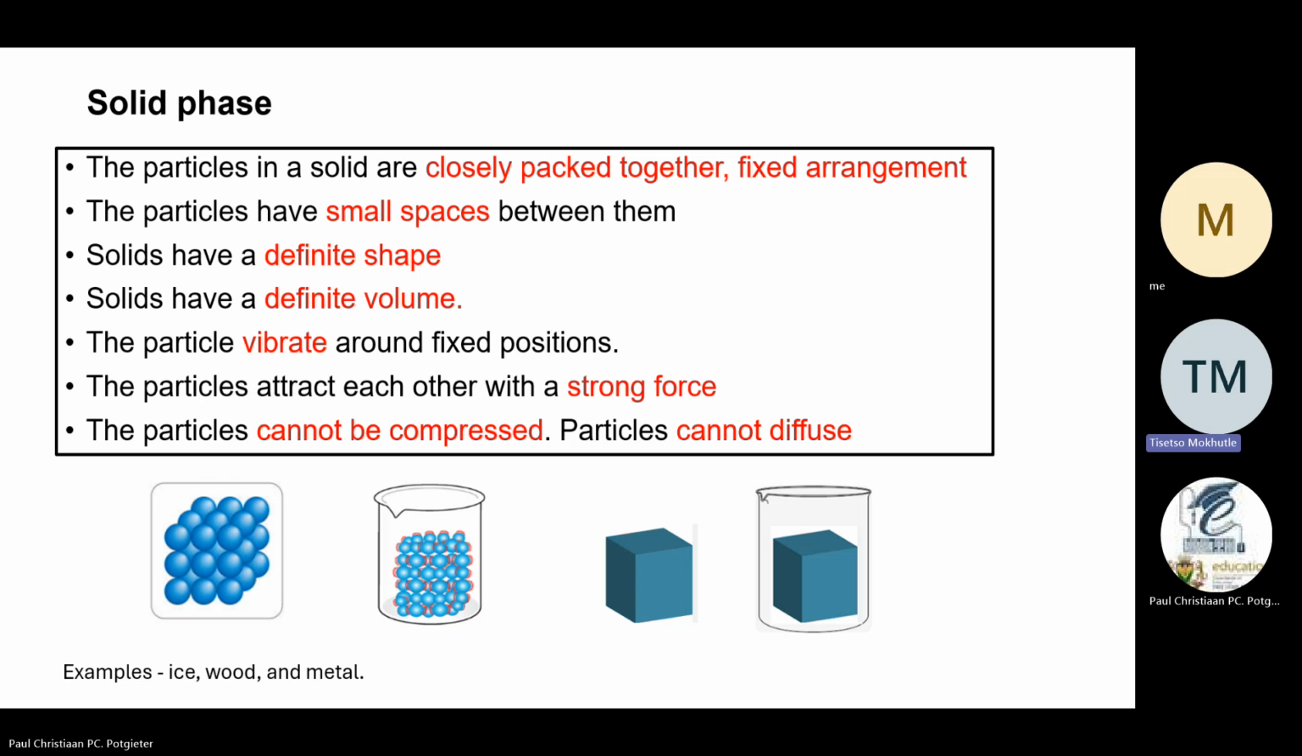Okay, let's start off with the solid phase. Colleagues, to describe a solid phase, it says here, the particles in a solid are closely packed. Those are the characteristics. They are closely packed, as you will see on the left diagram. It means all those atoms are closer to one another. They are closely packed, and they also give us a fixed arrangement or a fixed pattern. The particles also have small spaces between them. That is why you can't actually see the spaces there, because they are so close together.